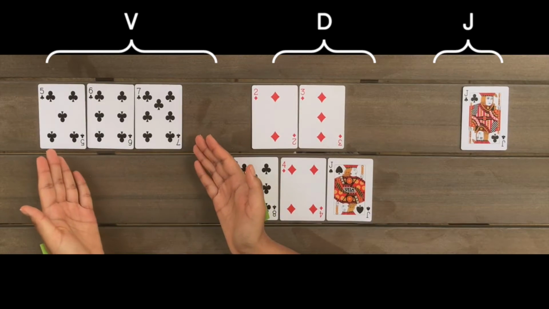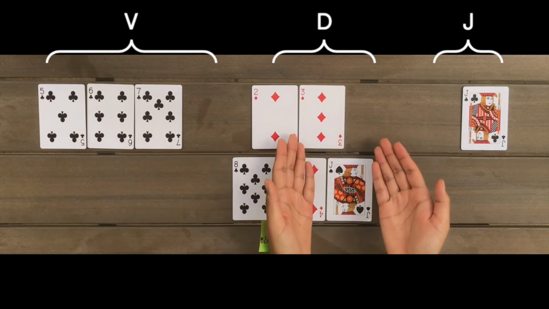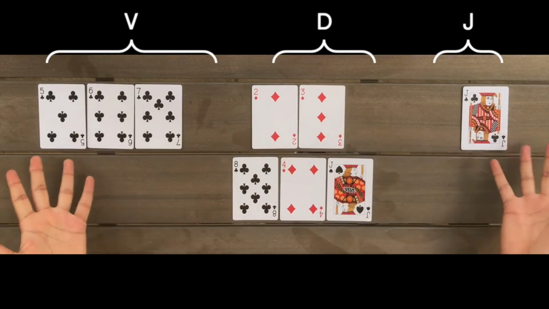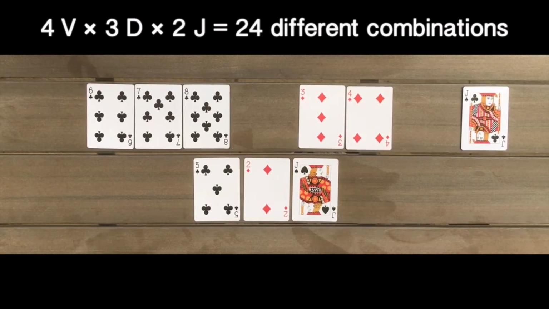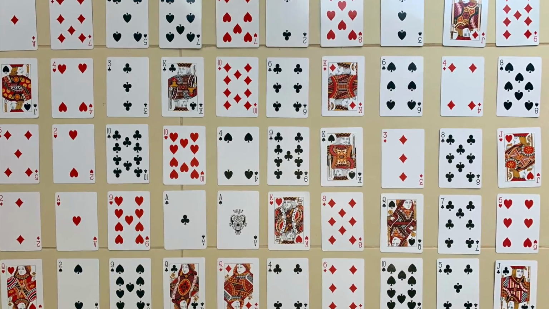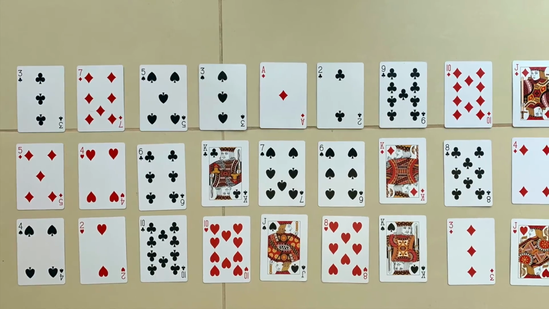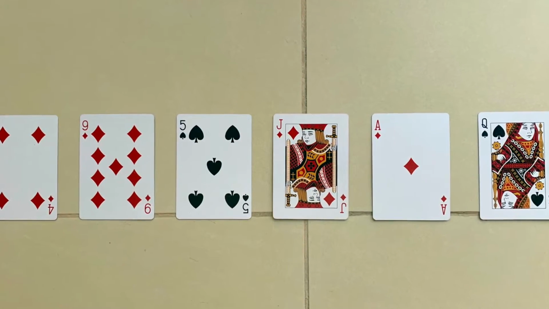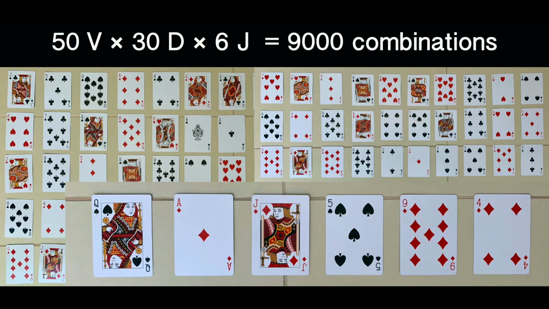Here I could have chosen any of these cards to be my V, any of these to be my D, and any of these to be my J. With these 9 cards, I could have made 4 times 3 times 2, or 24 combinations. Our cells have around 50 V segments, 30 D segments, and 6 J segments for the heavy chains of antibodies. That already gives us 9,000 different combinations for the heavy chains.